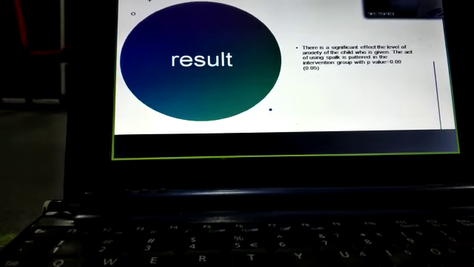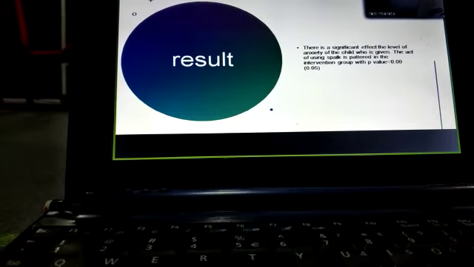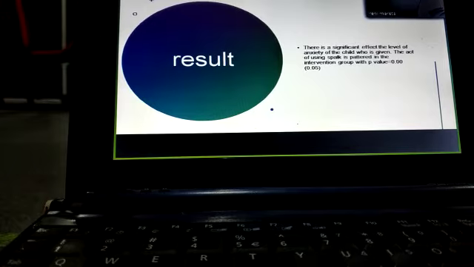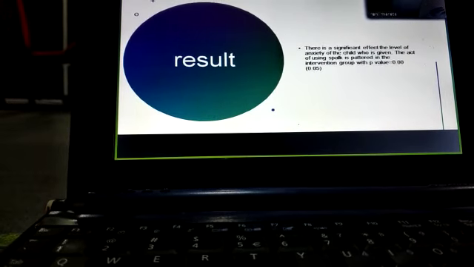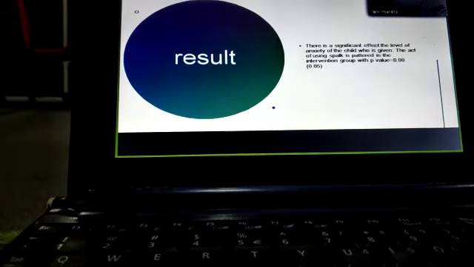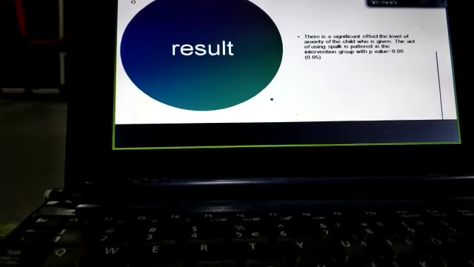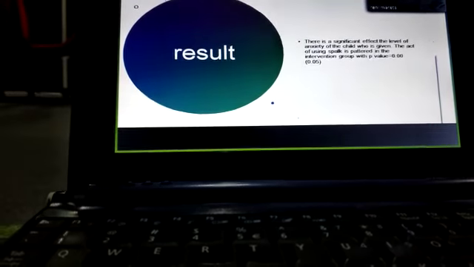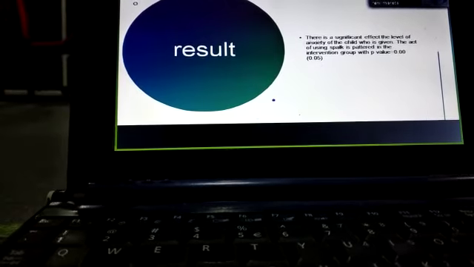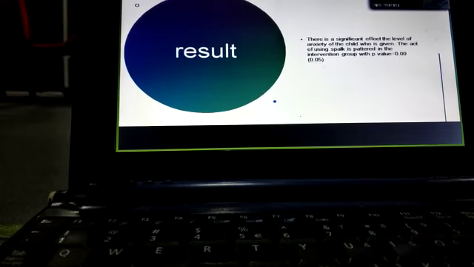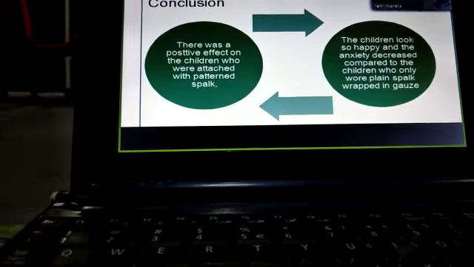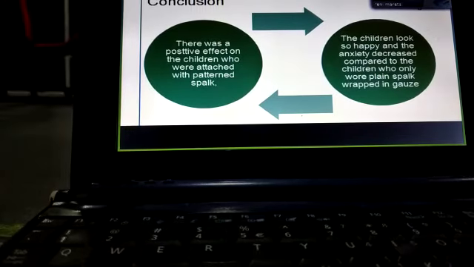The result of my research is that there is a significant effect on the level of anxiety of the child who is given the pattern spalk in the intervention group, with a p-value of 0.0. For the last, the conclusion.